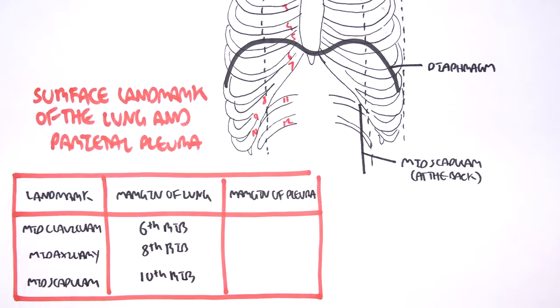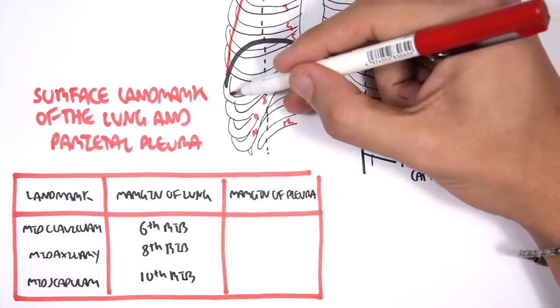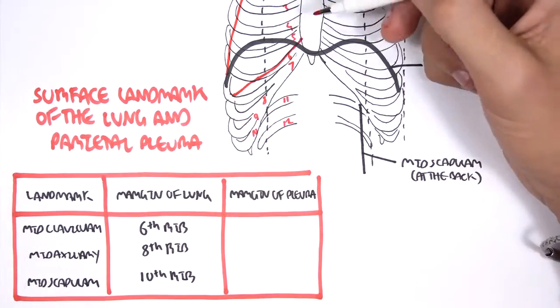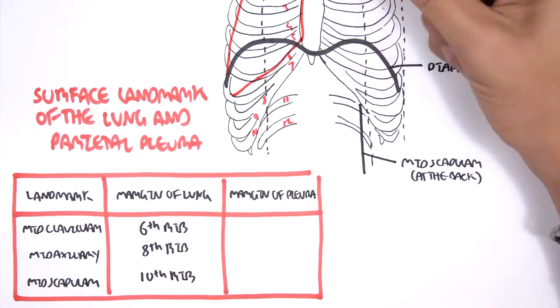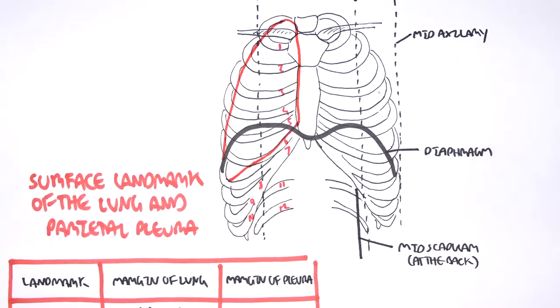So if I were to draw it out on this diagram, it would be something like this. Mid-axillary, it goes to the 8th rib, the lung, and then mid-clavicular, it is on the 6th rib, and at the back, mid-scapular, the lung margin is on the 10th rib.